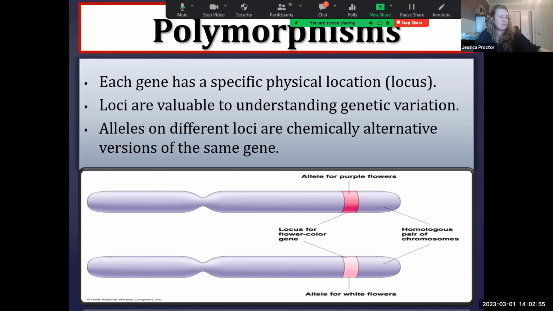So if purple is the dominant allele, then those flowers will be purple. And if white is the dominant allele, then those flowers will be white. Okay, but some genes are more complicated than that. Some genes are what we call polymorphic and also pleiotropic. We'll talk about pleiotropic in a minute, but just to avoid confusion, poly means many. So polymorphic means a characteristic that's influenced by multiple genes at multiple different loci.